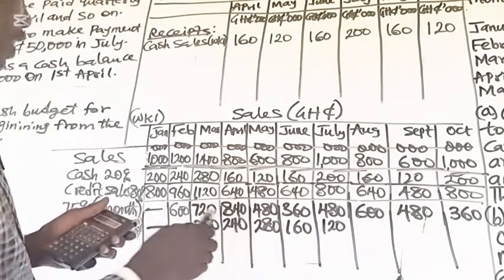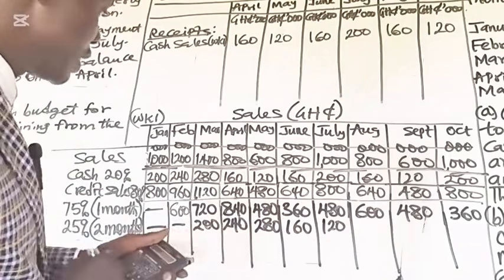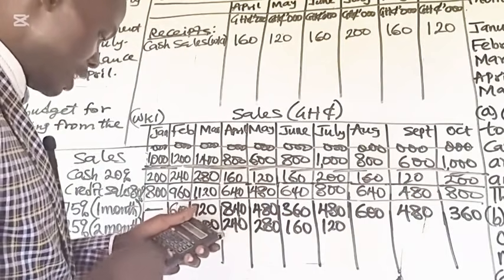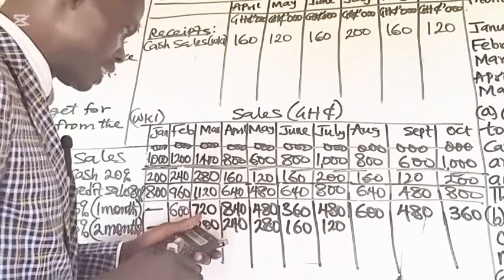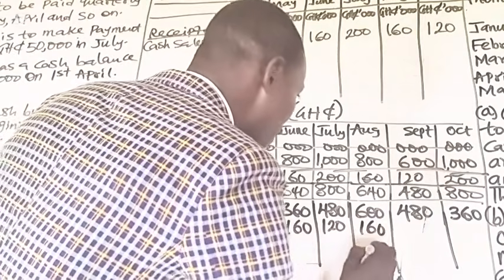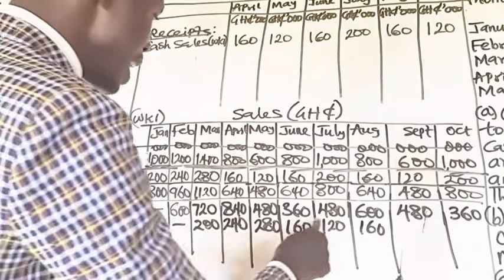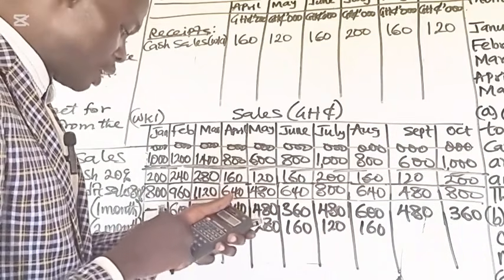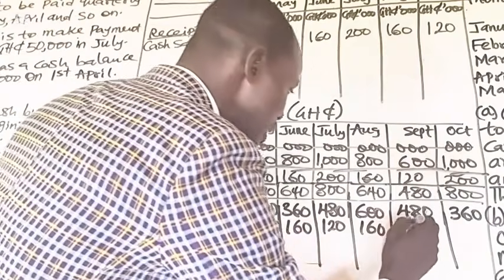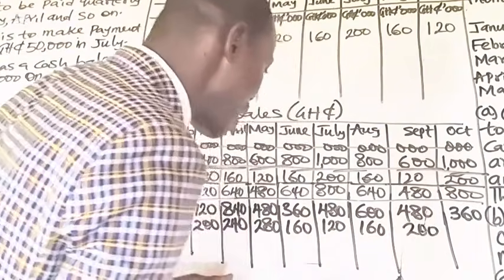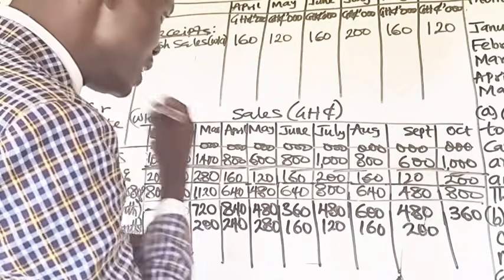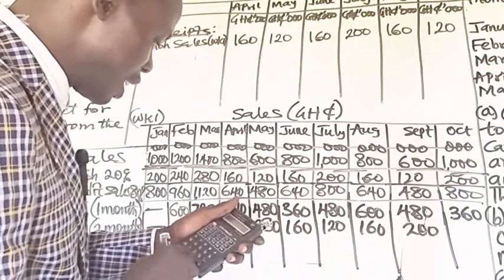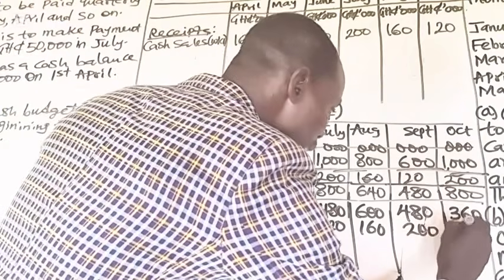Then of the sales made in June, the credit sales is 640. The 25% of that 640 gives us 160. And that will be collected in the month of August. And of the sales made in the month of July, the credit sales is 800. What is 25% of 800? That gives us 200. And that will be collected in September. And of the sales made in August, the credit sales is 640. 25% of the credit sales is 160. And that will be collected in October.